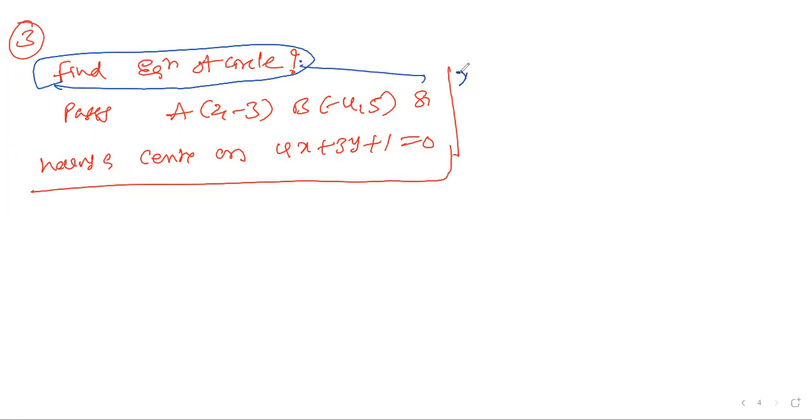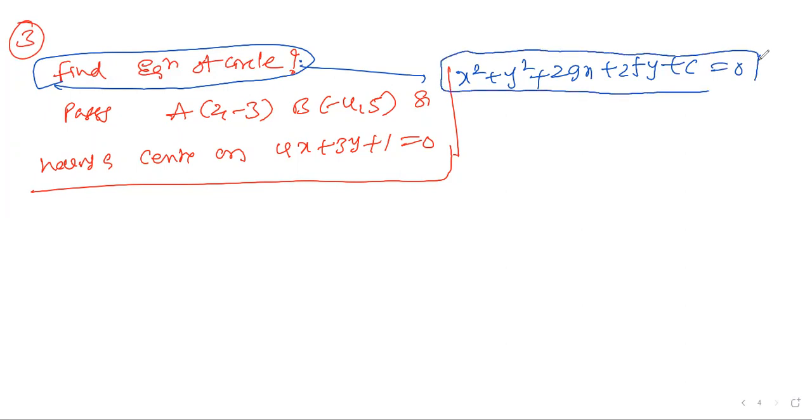I think you know the regular equation: x square plus y square plus 2gx plus 2fy plus c is equal to 0. This is the general equation of a circle. If you want to find a circle equation, you need the value of g, the value of f, and the value of c. If you know these three values, you can directly write the equation of the circle, because you substitute the g, f, c values in this equation. That is the equation for the given circle.